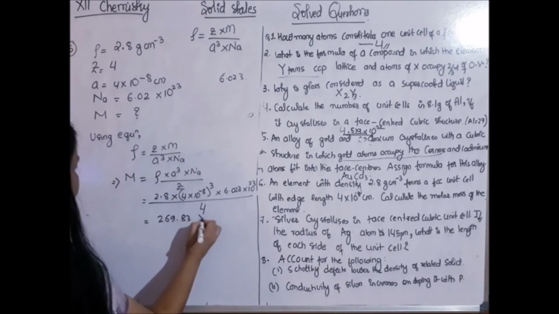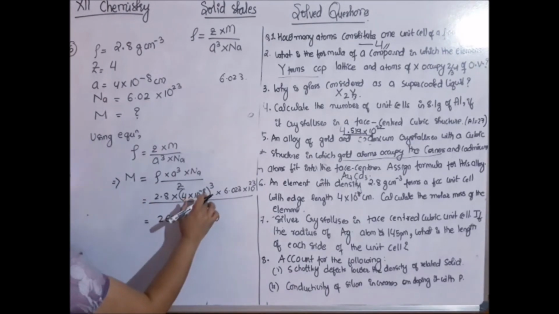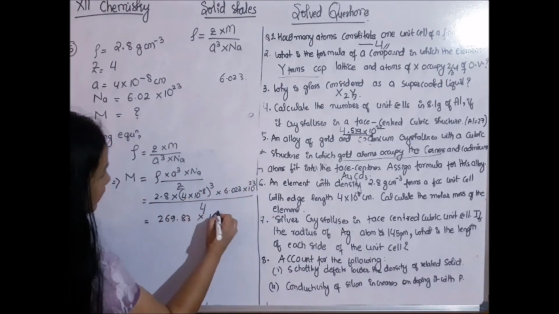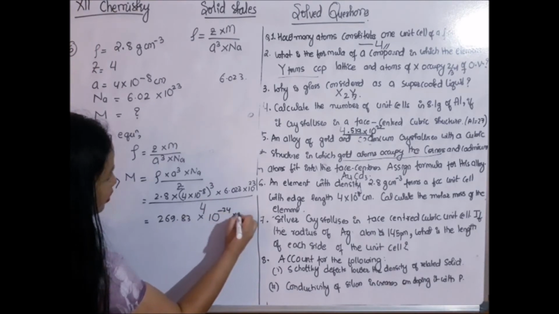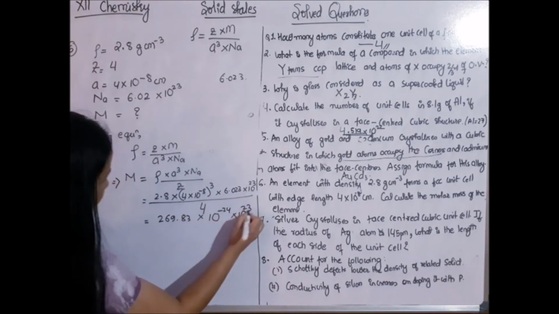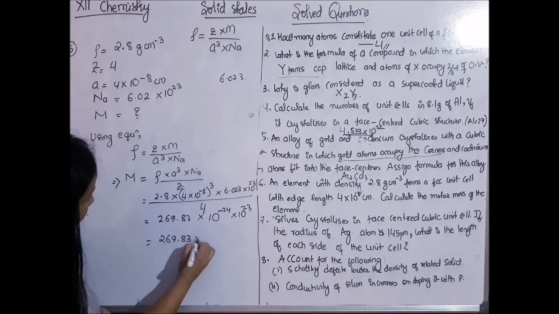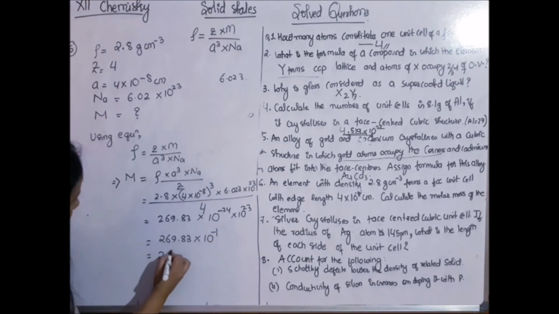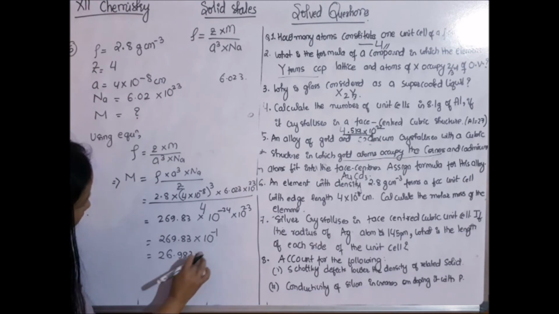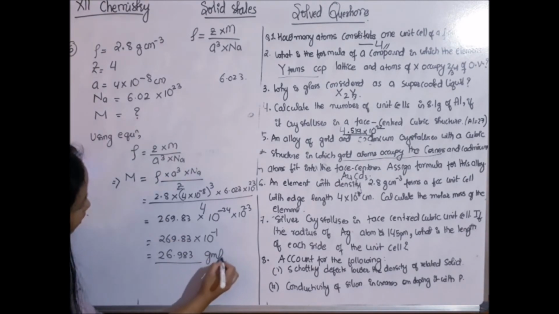269.83 into 10 to the power... 24 and 23 gives minus 24 into 10 to the power 23. So 269.83 into 10 to the power minus 1, or you can write this as 26.983 into... and what is the unit? It is gram per mole.